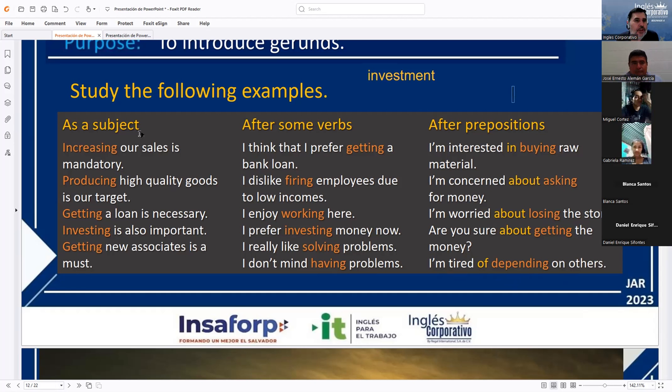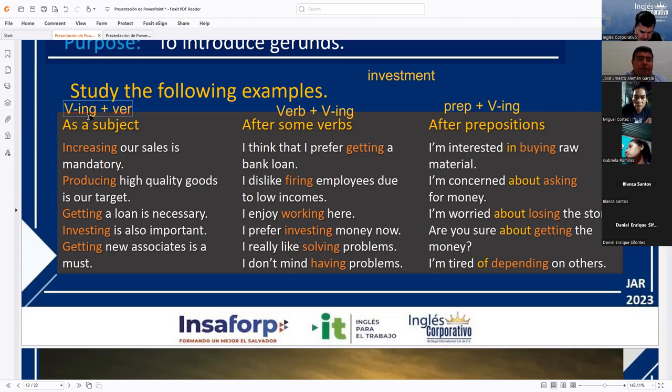So we have it like this. Do you have questions about the table? Remember, this is what I showed you before. Preposition plus verb in ing. And this one is verb plus verb in ing. And this one is as a subject, right? Verb in ing plus verb plus complement.